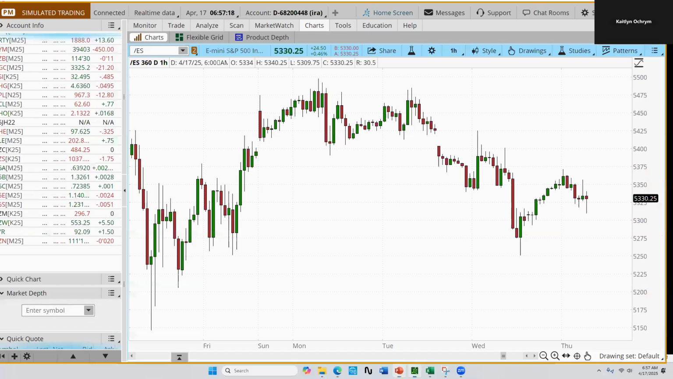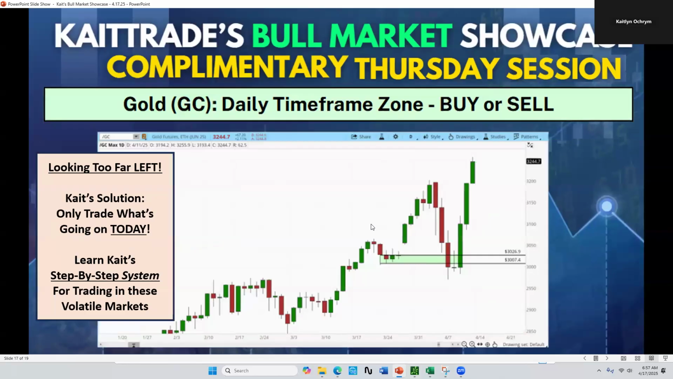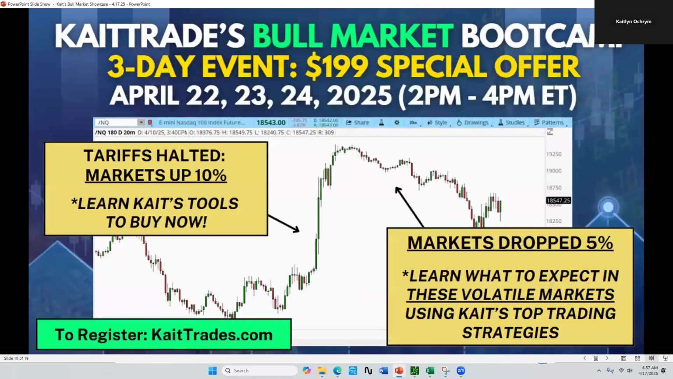So ultimately, when you come out to the markets, you can see the big picture of what's going on and know what trades you should be taking. So, step by step, we'll walk through the system for trading in these volatile markets.